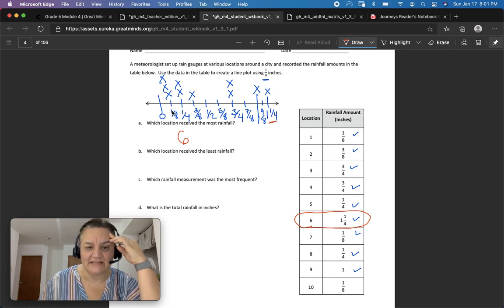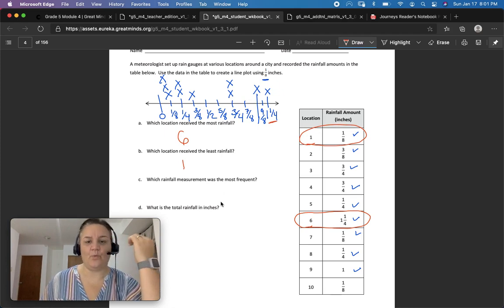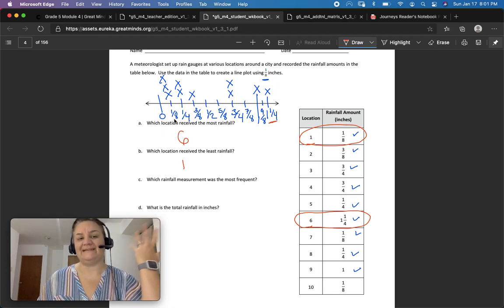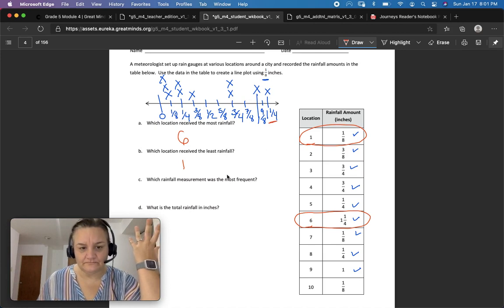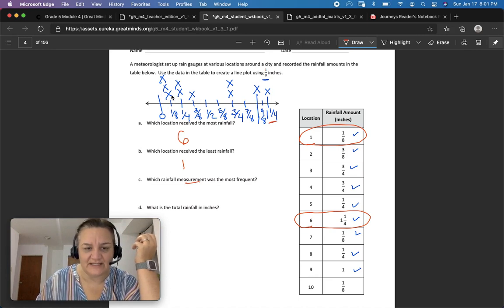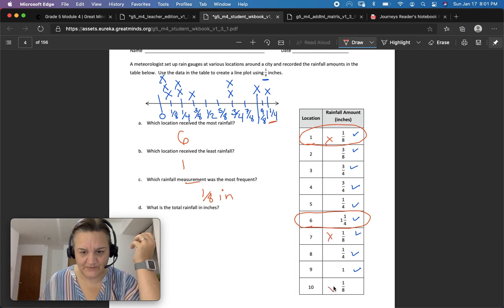Which location received the least rainfall? Well, 1/8 is the least. So that would be here. Which rain measurement was the most frequent? Okay, most frequent means where did it rain the most times? Or I'm sorry, what was the measurement that was the most frequent? So we're going to look and see which of these. So this was 3 times. This is 2. This is 2, and the others are just 1. So 1/8 of an inch is the most frequent because we see that 1, 2, 3 times.